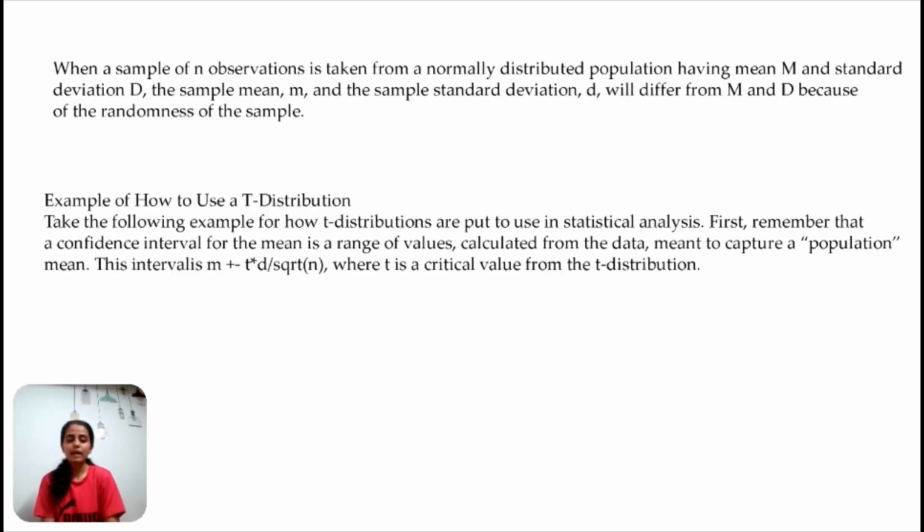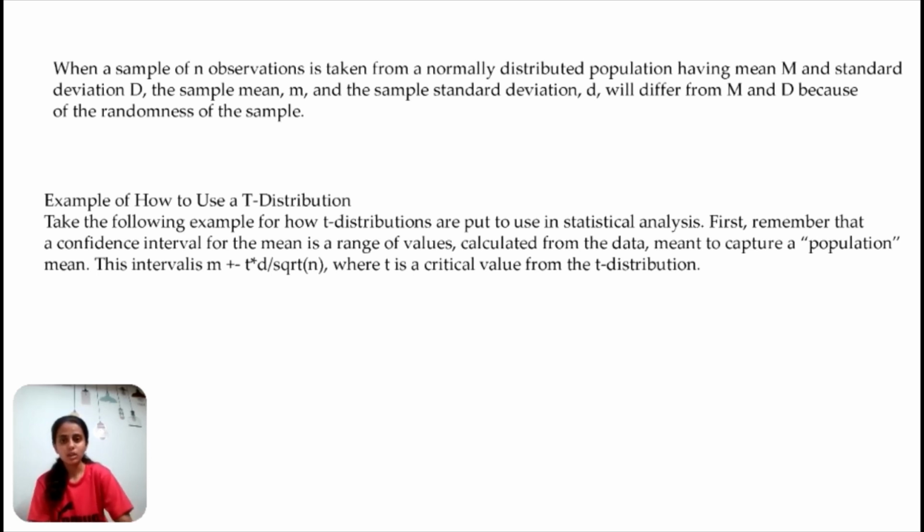When a sample of n observations is taken from a normally distributed population having mean M and standard deviation D, the sample mean m and sample standard deviation d will differ from M and D because of the randomness of the sample.